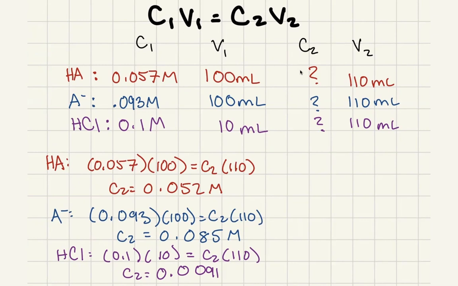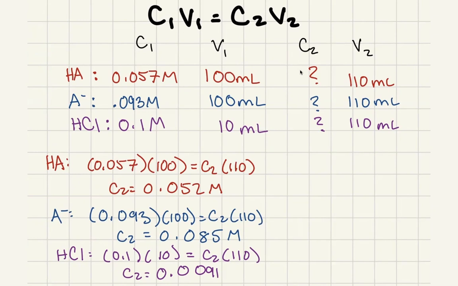So our initial concentration times our initial volume equals our final concentration times our final volume. Word of caution, our V2, our final volume, is going to be the 110 mL. But these final concentrations aren't really the final concentrations. They're not taking into account the reacting. They're just taking into account the dilution.